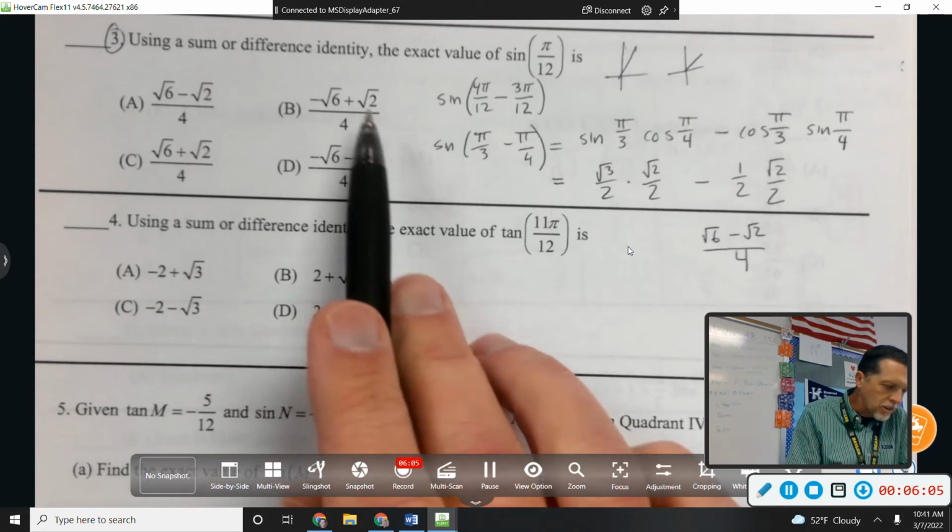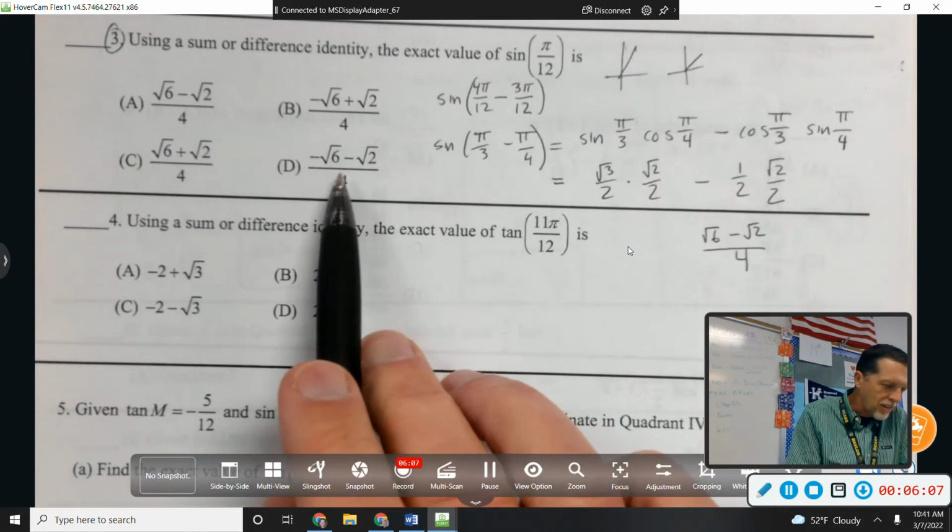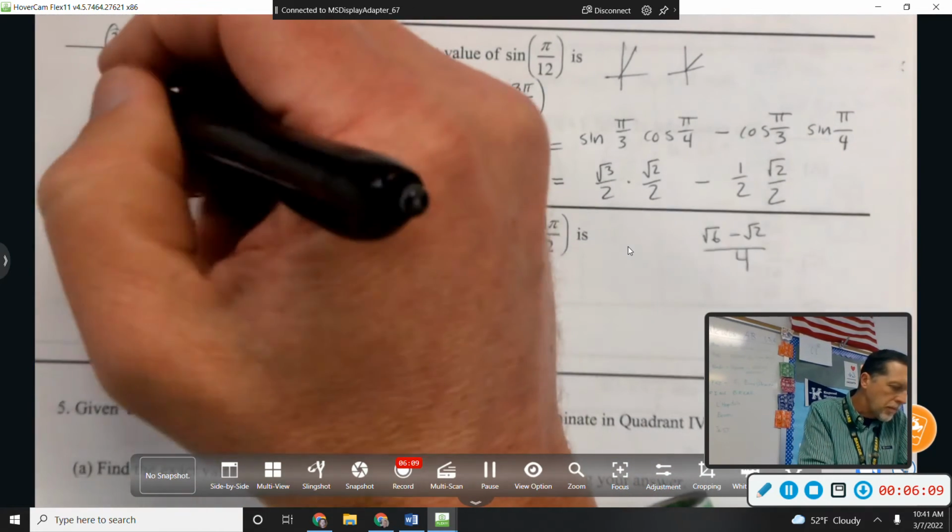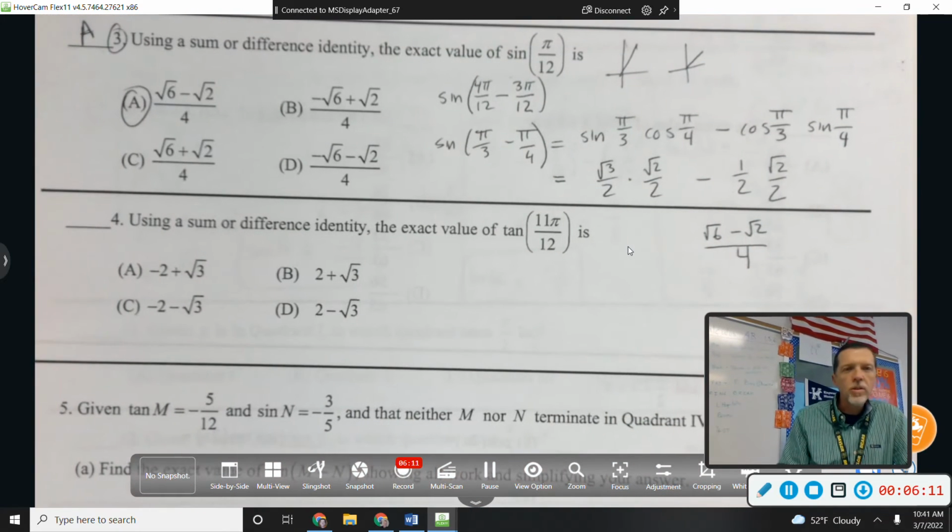Okay, they all look the same. I better be very careful about signs here. A, root 6 minus root 2 over 4.